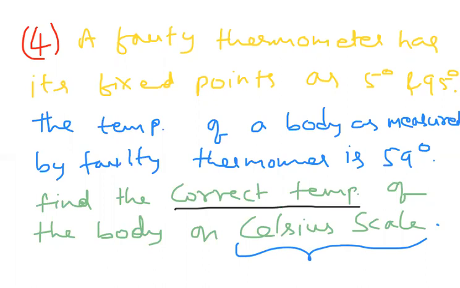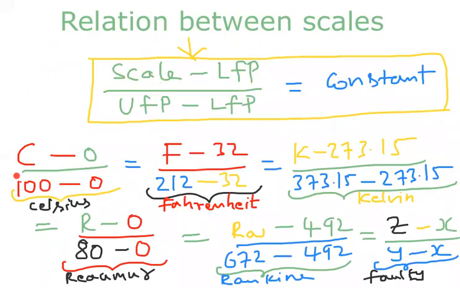The reading noticed on the faulty thermometer is 59 degree, and the given data is lower fixed point 5 and upper fixed point 95. Let us take this data and put it in one formula. First, let us check the formula. Celsius scale: C minus 0 by 100 minus 0. Faulty scale: Z minus X by Y minus X. X is the lower fixed point, Y is the upper fixed point, Z is the faulty scale reading. Fine, I hope you are clear till here.